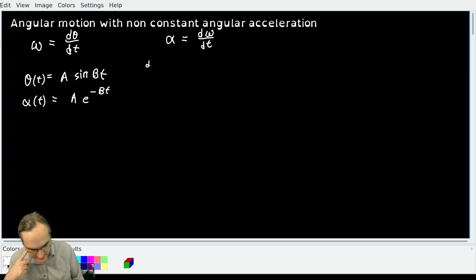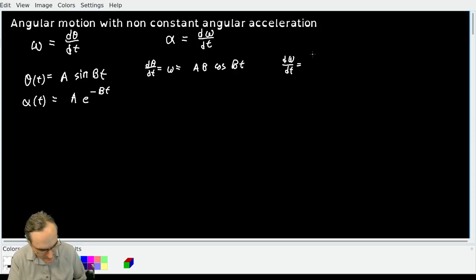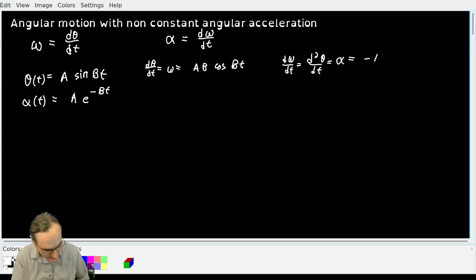So here, if we did d theta dt, that would give us omega. The derivative of sine is cosine. We have to use the chain rule, which draws a b out from the inside. So it would be a times b cosine bt. And d omega dt, the second derivative of theta with respect to time, will give us alpha, our angular acceleration. Now we've got a derivative of cosine, so we get a minus sine. So minus ab squared sine of bt.